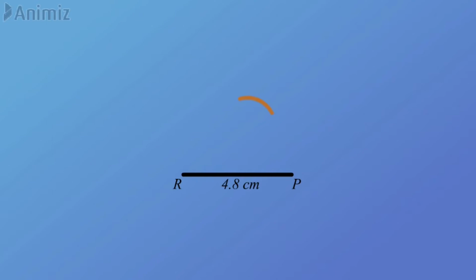Now take 4.2 centimeter in your rounder. Keep your rounder at P and intersect this arc. Now both the arcs intersect at point Q. Now join QR and PQ. You will get the triangle PQR.